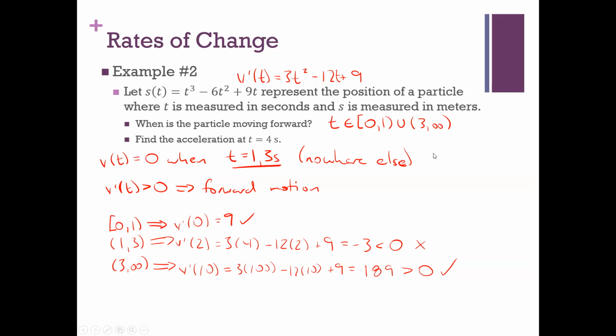But I have to choose 10? No, that's the bottom line. It has to be on the interval. All right, next. Now I got another word to throw at you.